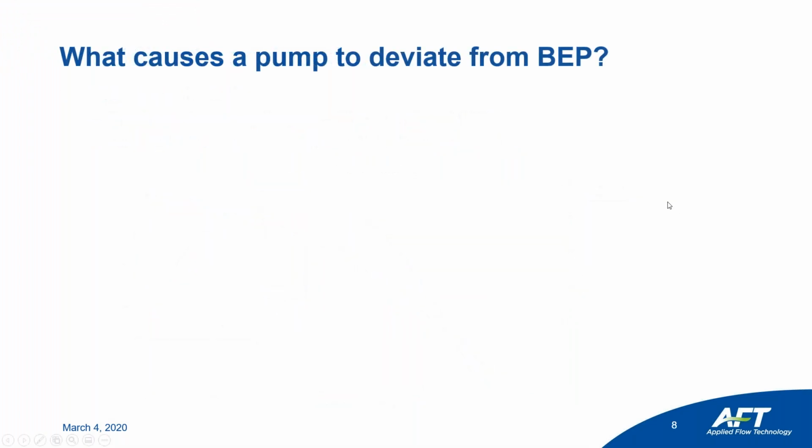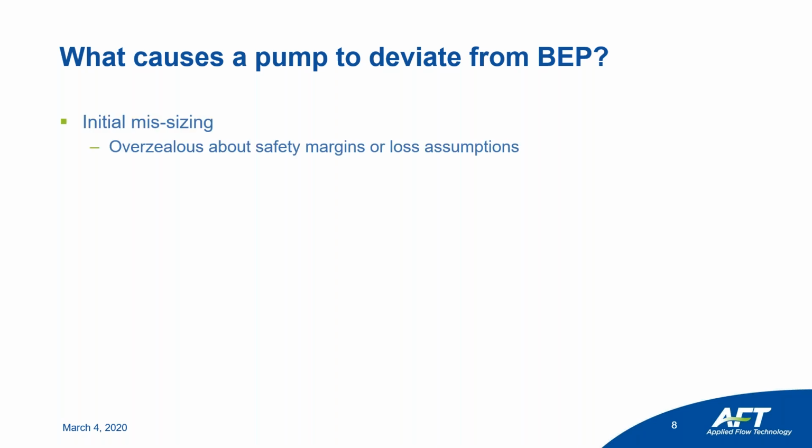So now we understand the importance of BEP. And if you're doing your job correctly and you're trying to consider all these things in your design, you should be picking a pump that's operating very close to BEP to meet your flow rate and your pressure spec. But there can be some reason that your pump is deviating from BEP, especially in the design phase.